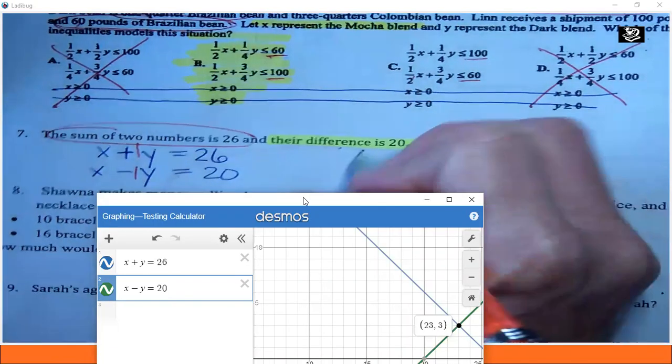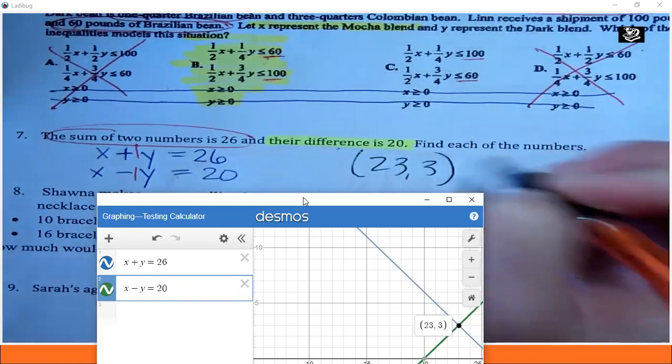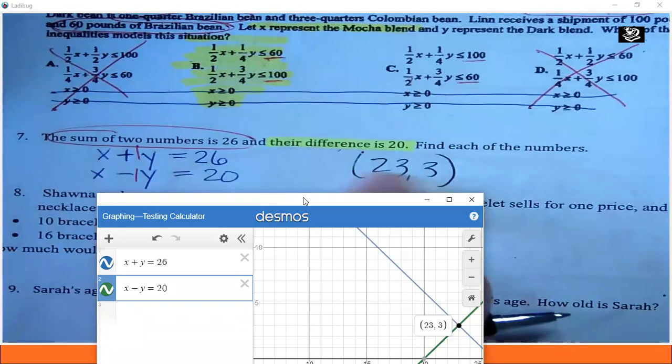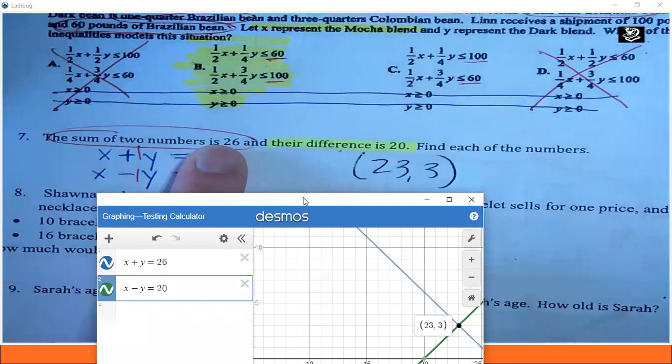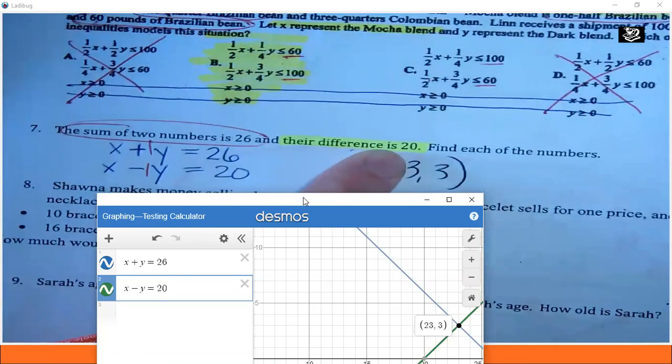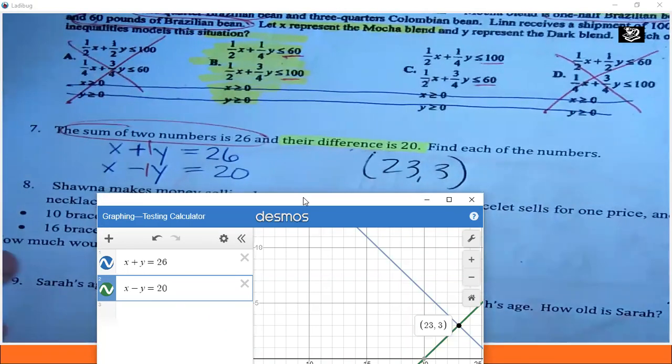23 and 3. All right, and when you add 23 and 3, do you get 26? When you subtract them, do you get 20? Yes, all right. Number 8, Wyatt.